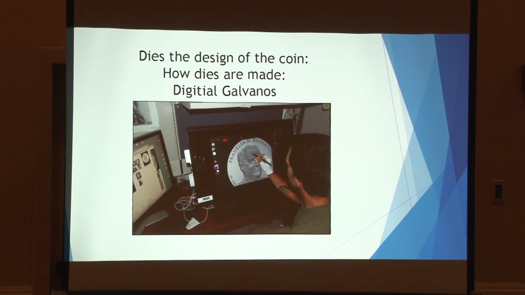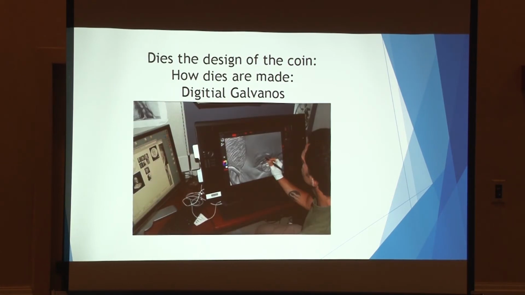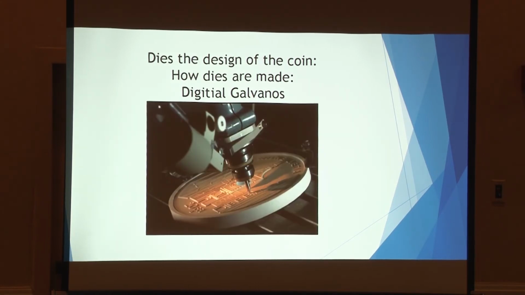With modern technology, they don't necessarily use plasters anymore. Some mints do it digitally, where they actually have a computer and the artist digitally makes the die, can make it as detailed as they want, and the computer produces either the die or a Galvano that later becomes the production for the hubs and then the dies. So here's a computer producing one of the plaster Galvano pieces.